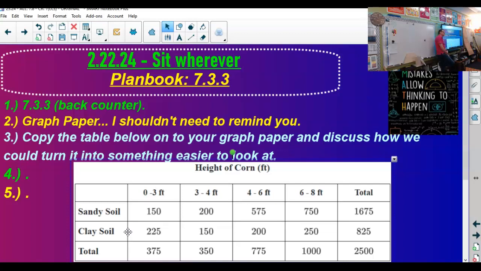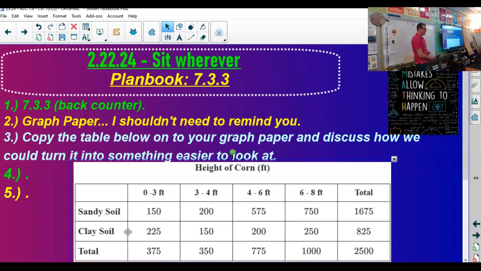Yeah, it is. So once you guys get this copied down on your paper, I want you to discuss with your neighbor, how could we modify this table? How could we rework this table to actually communicate some information for us? What we're really looking at is what sort of soil should we plant our corn in? So if we're trying to analyze that, how would we tweak this table?